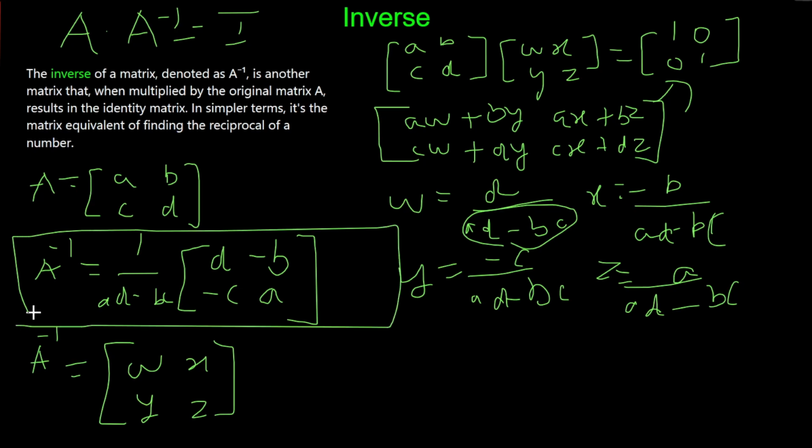So here there's an important point to note. The inverse of the matrix is only possible when the denominator is not 0. That is, AD minus BC should not be 0, because if it is 0 then it would be undefined. If AD minus BC equals 0, the matrix is not invertible. That means it's a singular matrix. So what do I mean by it?